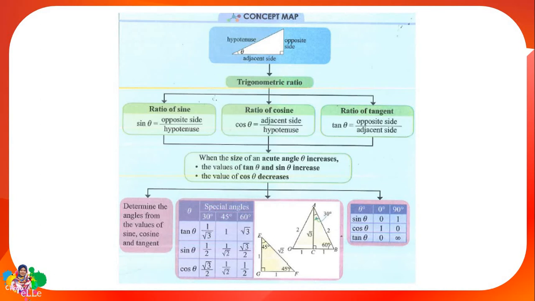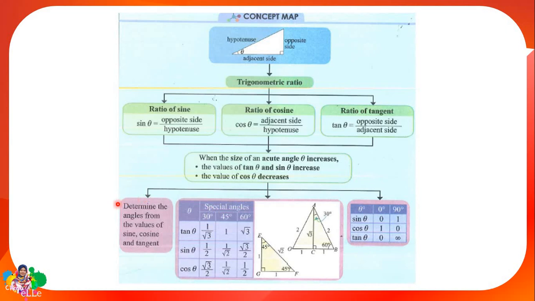At the beginning of this topic, you learn about this right angle triangle. You learn how to identify the adjacent side, opposite side and hypotenuse. Then you learn about the ratio of sine, ratio of cosine and ratio of tangent. And remember the formula SOHCAHTOA. Then in this topic you also learn that when the size of acute angle increases, the value of tangent theta and sine theta increase. We have covered this in brainstorming 1.